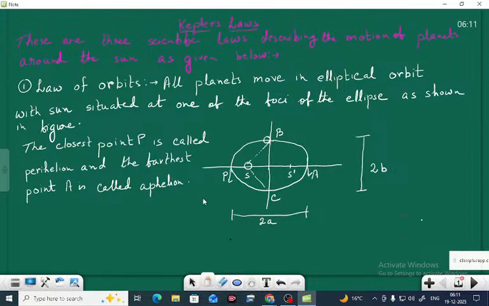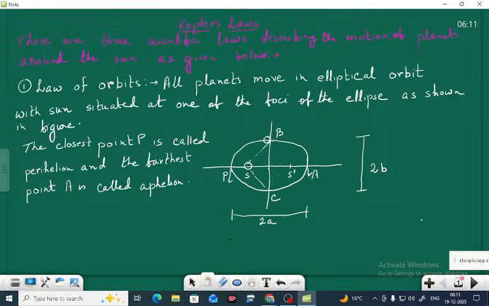This distance from P to C is 2b, and the distance from P to A is 2a, right? That means from here to here, this is a. This is the same major axis. The major axis is 2a, so the semi-major axis is a. Here also you see this is 2b, and from here to here is b only. So the semi-major axis is equal to a.